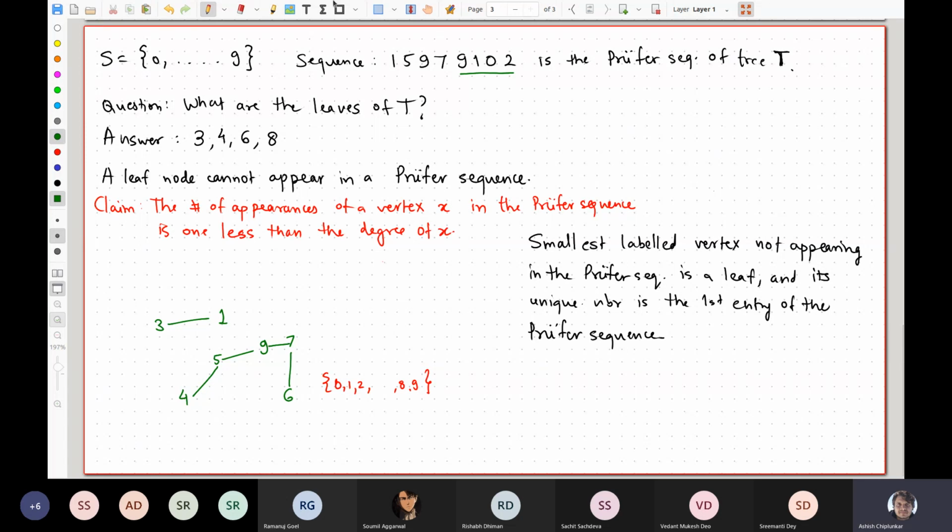Now our tree has shrunk to something like this. Okay, continue. So this prefer sequence I need to change, right? So you are left with 1, 0, 2. Now 8 is the smallest. 8 is the smallest, yeah, and its neighbor is 1. Yes, 1. Good.